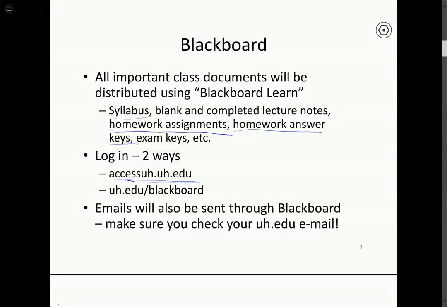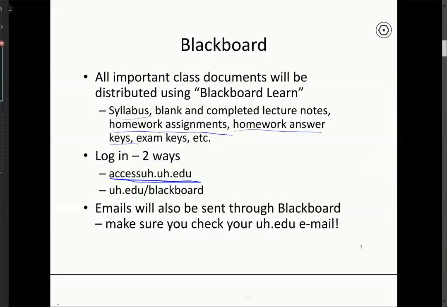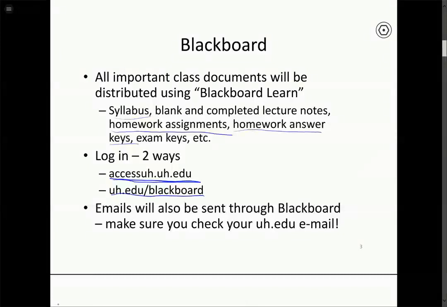AccessUH.edu is where you'll go to find Blackboard. I have a screenshot on the next slide that shows you what it looks like, or you can go directly to the Blackboard site and log in there. And you're going to use your regular UH login credentials to get in.